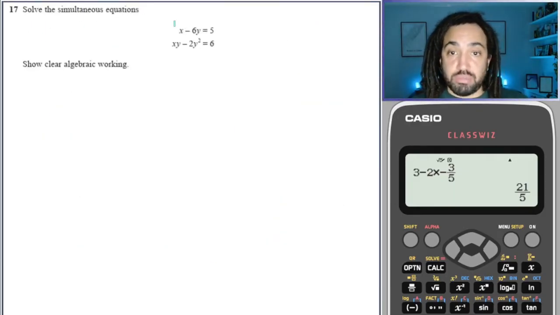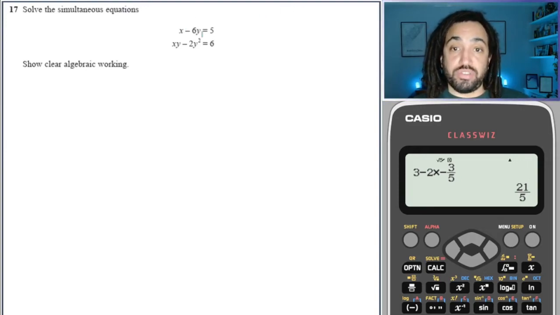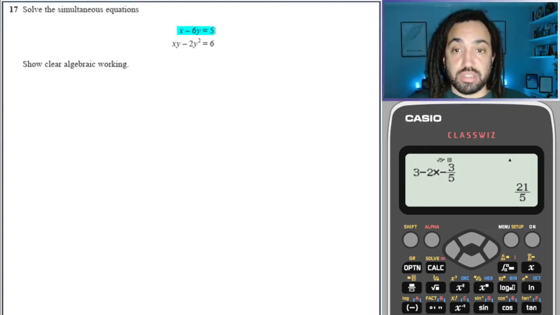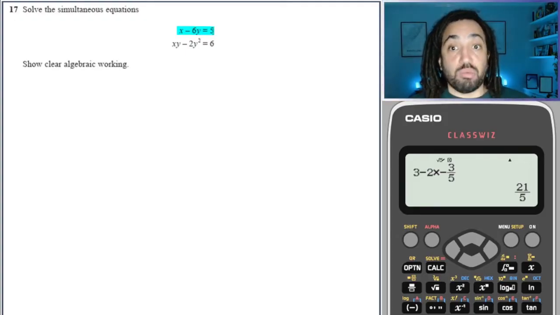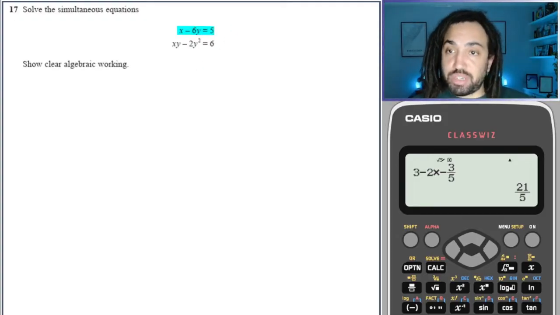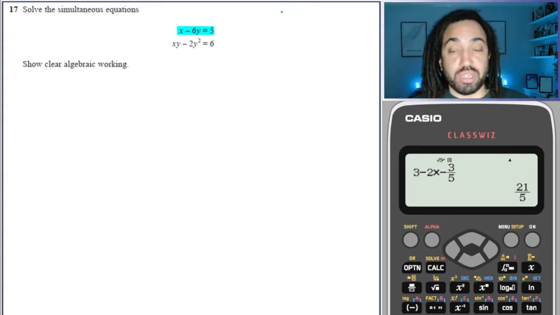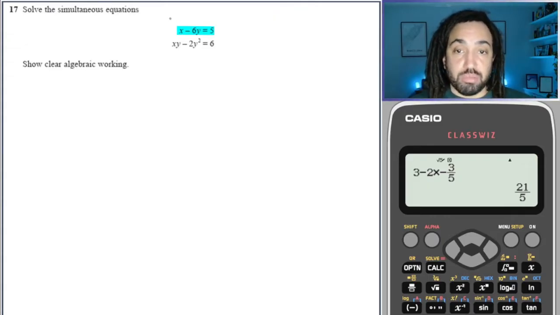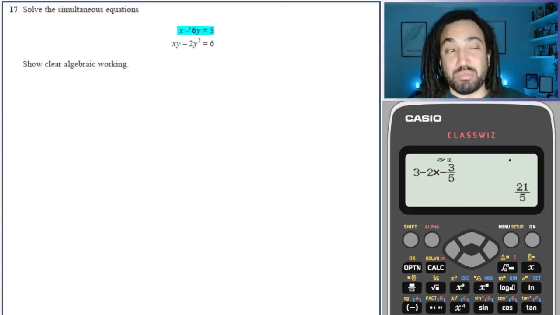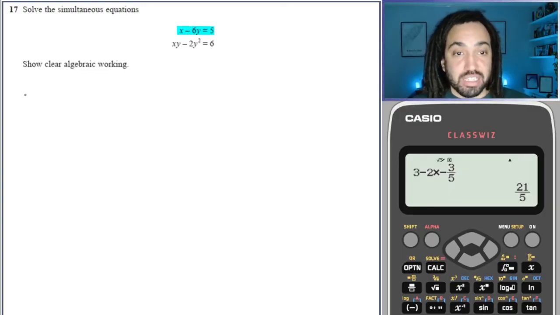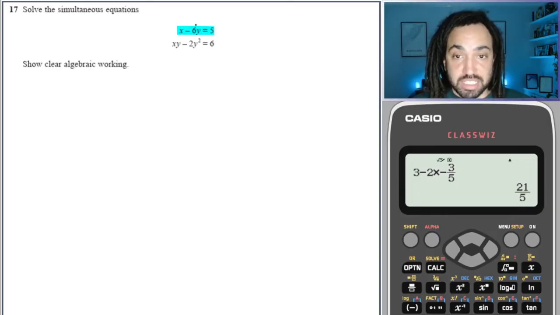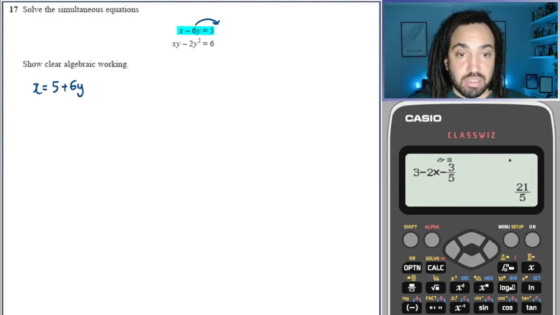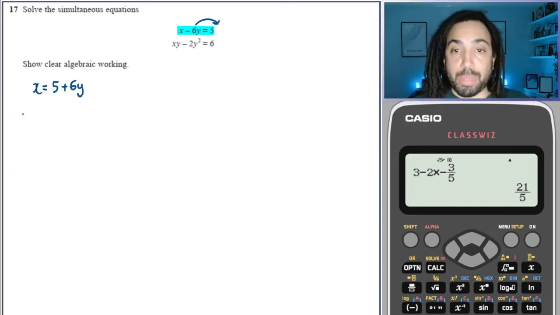Okay, question number 3 is a bit trickier because for the first time the linear one is not exactly with one of the variables as the subject. So we have to do a little bit of rearranging of the linear equation before we can sub it into the quadratic. But that's no problem. I mean, we could make y the subject, but then we'd be dividing by 6. Don't want to be doing that. So let's make x the subject, and we just add this 6y to the other side. So we get x is equal to 5 plus 6y, or 6y plus 5. Either way is fine.